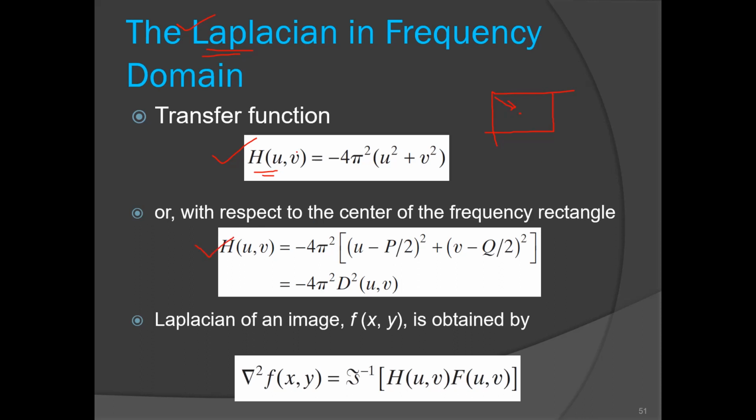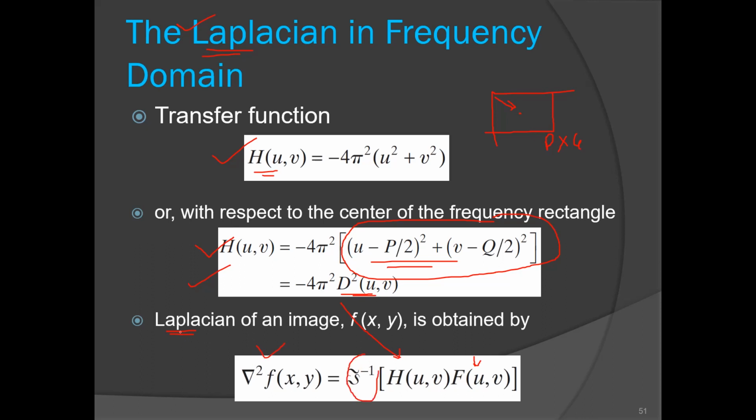We know the dimension of H of uv is represented by P cross Q, right? So the center will be P by 2 and Q by 2. If we translate to the center, the equation becomes like this. And we know this is the Euclidean distance formula. This bracket is the Euclidean distance formula which we represent by D of uv. So H of uv becomes this one. So we will multiply our transform image by H of uv, which is given by this equation, and then we take the inverse of that to get the Laplacian image.